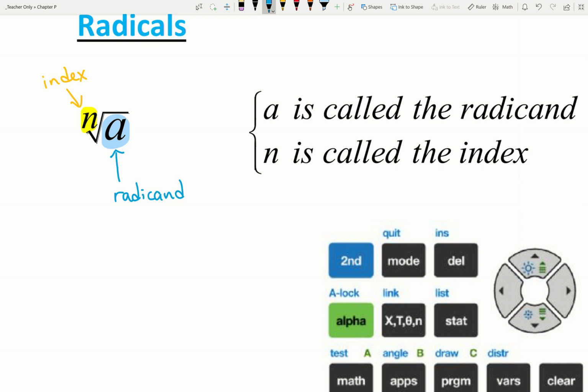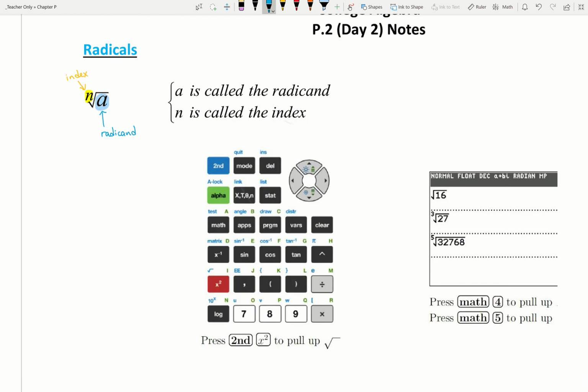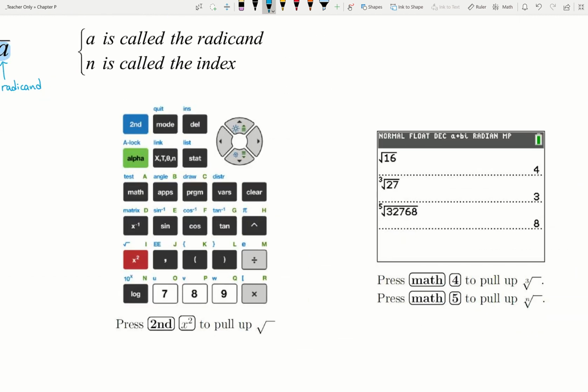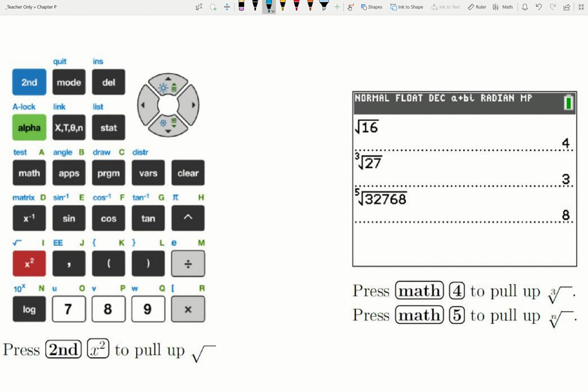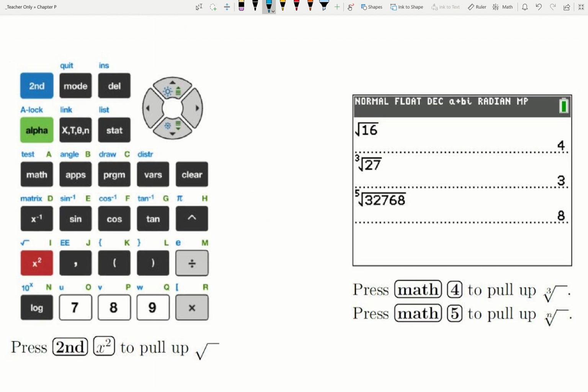Anytime you have a radical, those are the two basic components we want to pay attention to. Taking a look at your calculator, there are a couple of buttons you can press to pull up various different roots. Let's say you simply wanted a square root. All you have to do is press second and then the x squared button. Your second button is up here in the top left-hand corner.